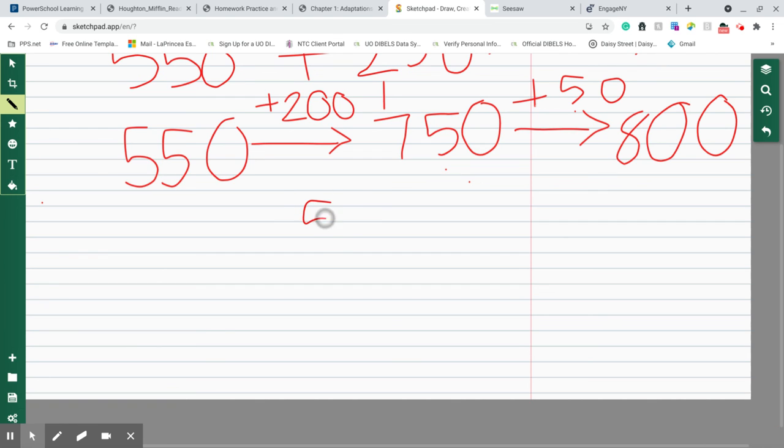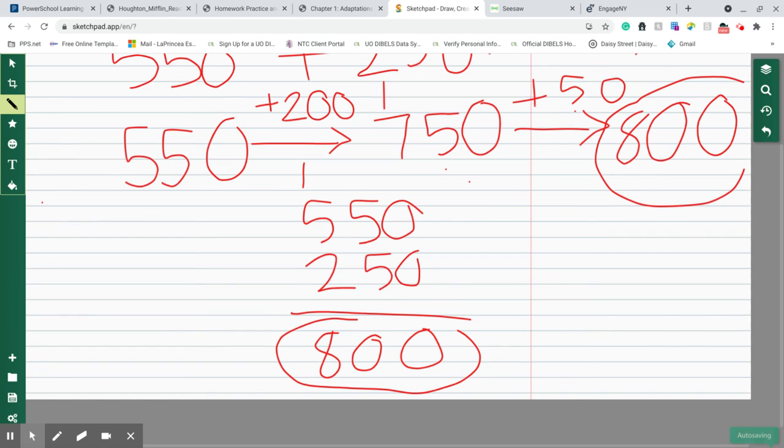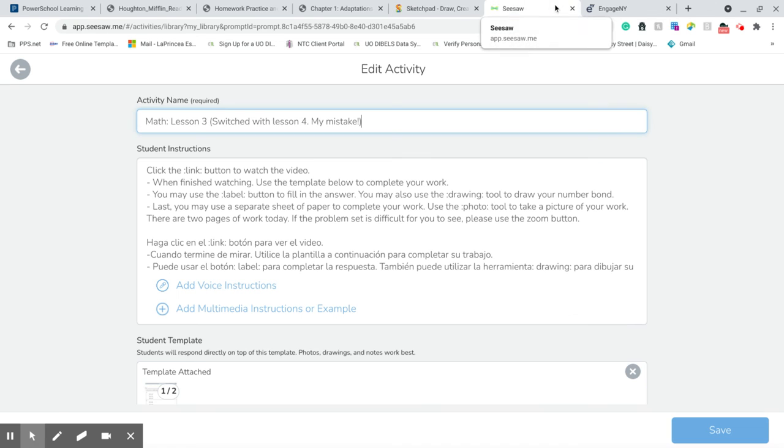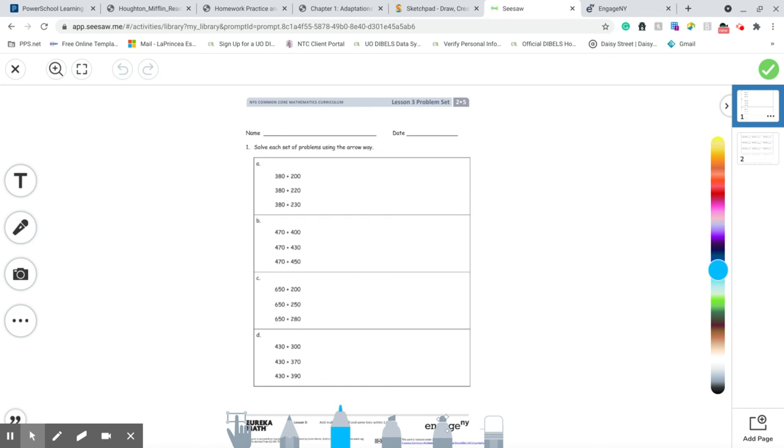And you can check your work by using another strategy. And if you get an answer that matches with this answer here, you are correct. So on your problem set, you guys are going to be doing the same thing. You're adding using the arrow way. Try a couple of problems using the arrow way, and then if you don't have enough room, you can just do mental math, or you can do the vertical way, whatever works for you.